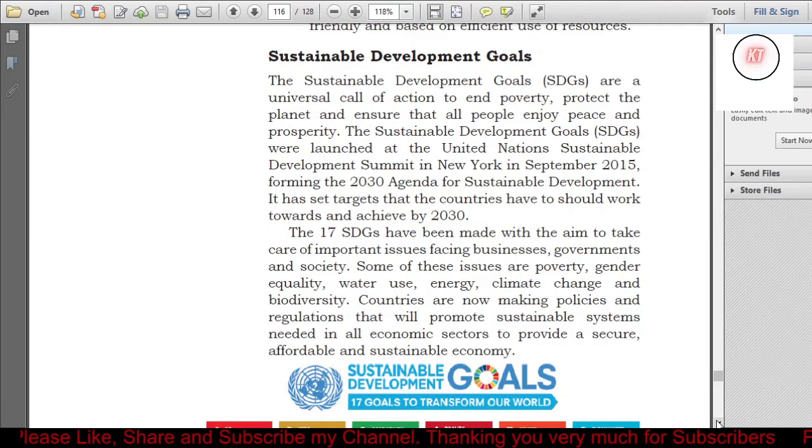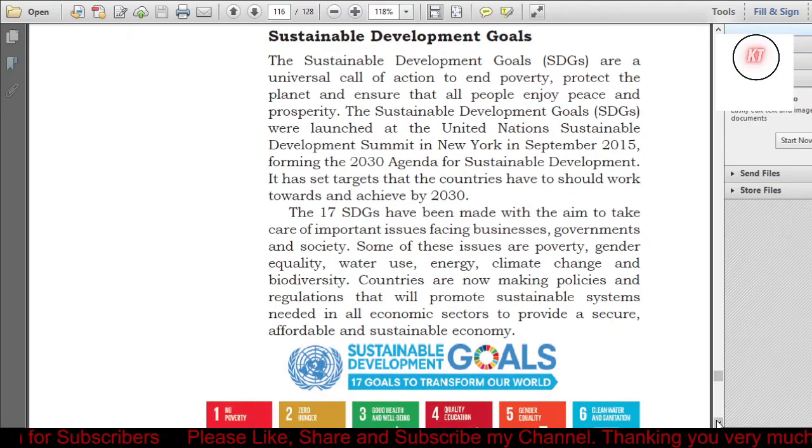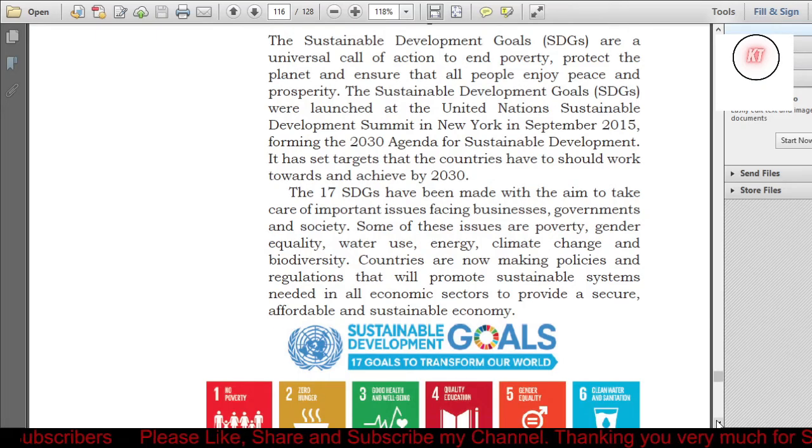The 17 SDGs have been made with the aim to take care of important issues facing businesses, environments, and society. Some of these issues are poverty, gender equality, water use, energy, climate change, and biodiversity. Countries are now making policies and regulations that can promise sustainable systems needed in all economic sectors to provide a secure, affordable, and sustainable economy.